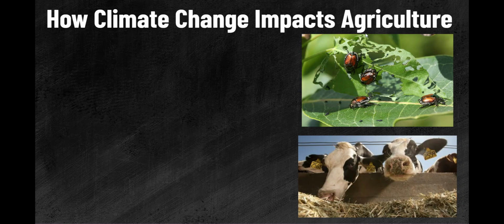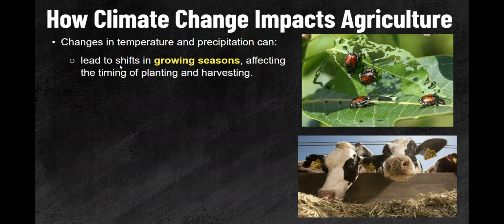To finish up, let's talk about how humans are impacting agriculture. When we burn fossil fuels and cut down a lot of trees, and so on, it puts CO2 in the atmosphere. What's that going to do? This is going to cause changes in temperature and precipitation. And that can lead to shifts in growing seasons. And that's going to affect the timing of planting and harvesting. So when farmers are trying to plant at certain times of the year, if the growing season changes, that's going to have an effect on them.